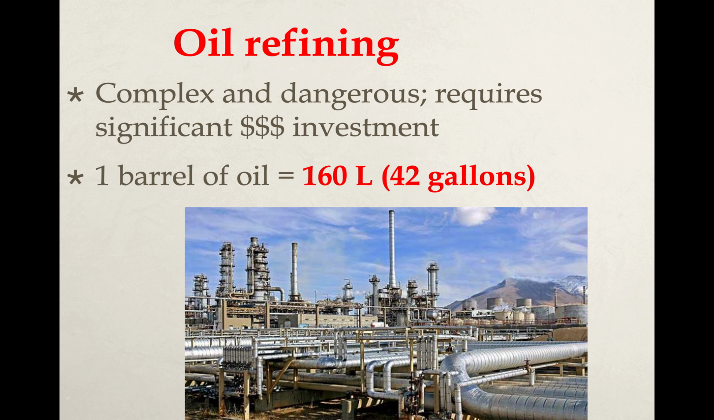Oil refining. So if you remember, it said that coal is pretty easily refined. Oil is not. It's a complex and dangerous process. It requires a significant monetary investment. 1 barrel of oil is equal to 160 liters or 42 gallons.